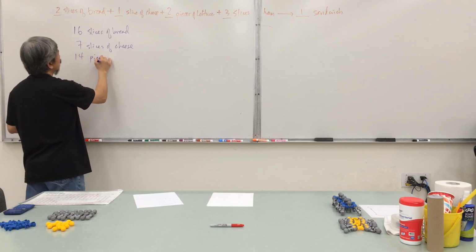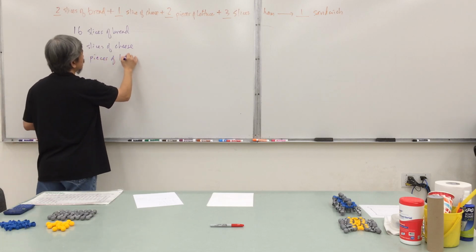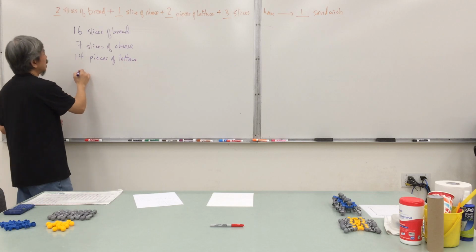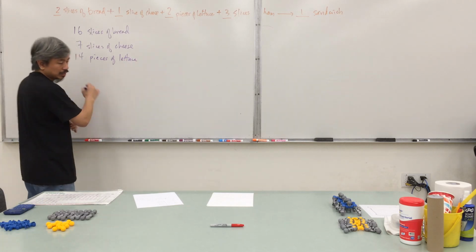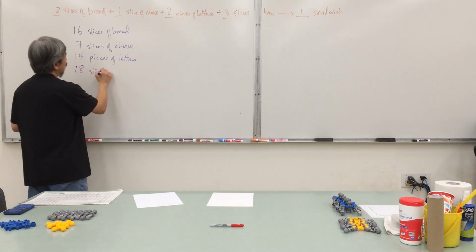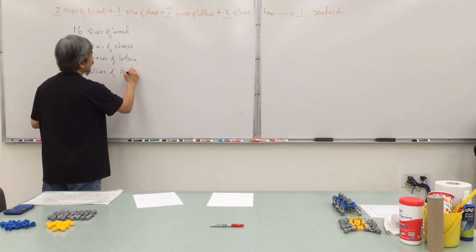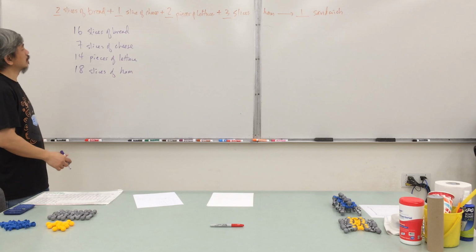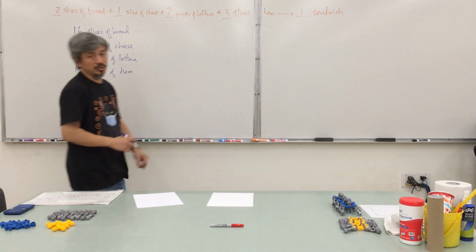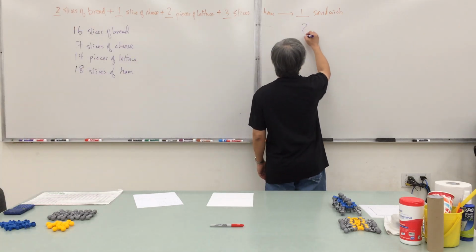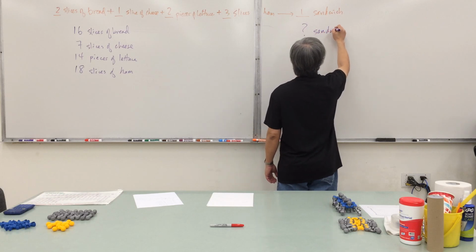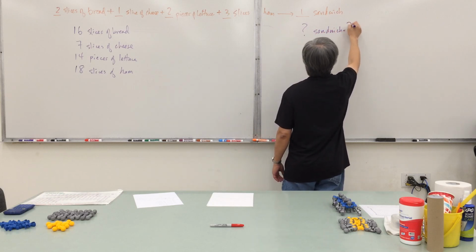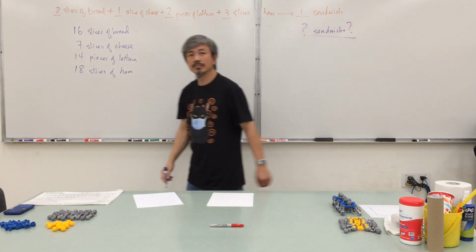14 pieces of lettuce. And let's say, I think 18 slices of ham. So these are all leftovers from the last time I made ham sandwich, and this is what I have in my fridge. So the question then is this: having these ingredients, how many sandwiches can I make? How many sandwiches can I make?